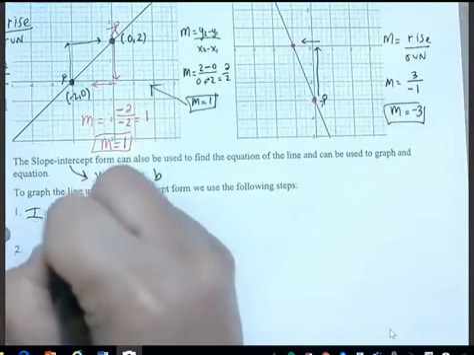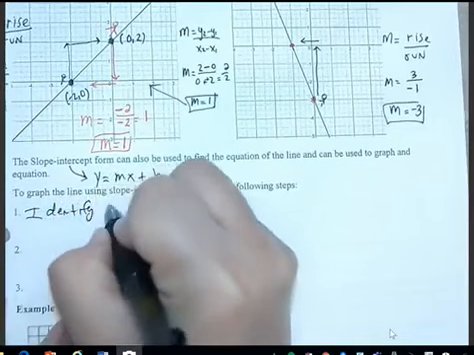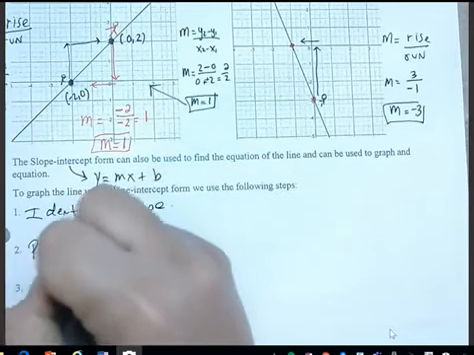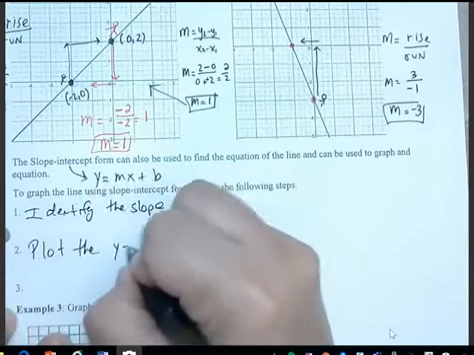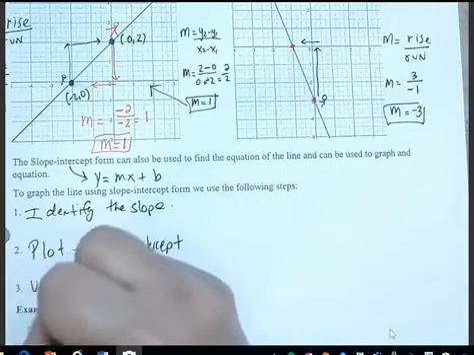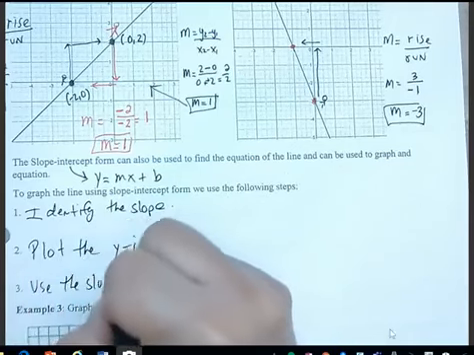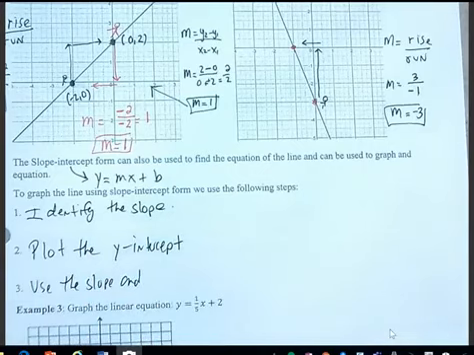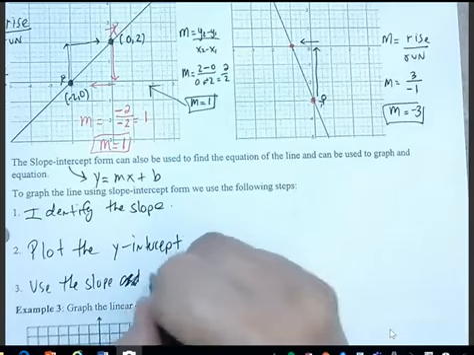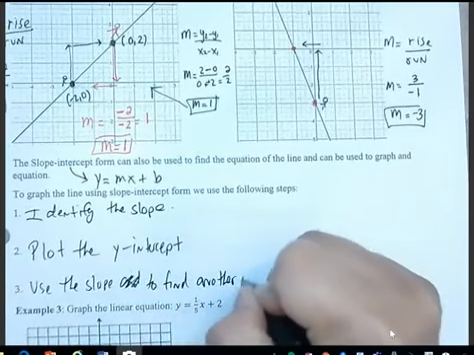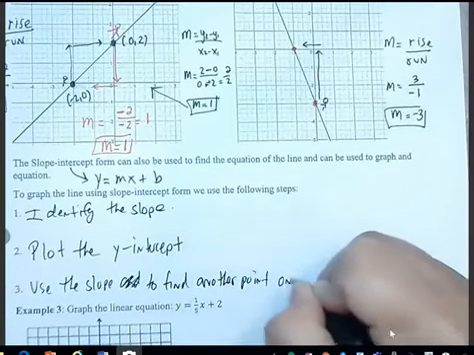First, you want to identify the slope. Then you're going to plot the y-intercept. And then use the slope to find another point on the graph.